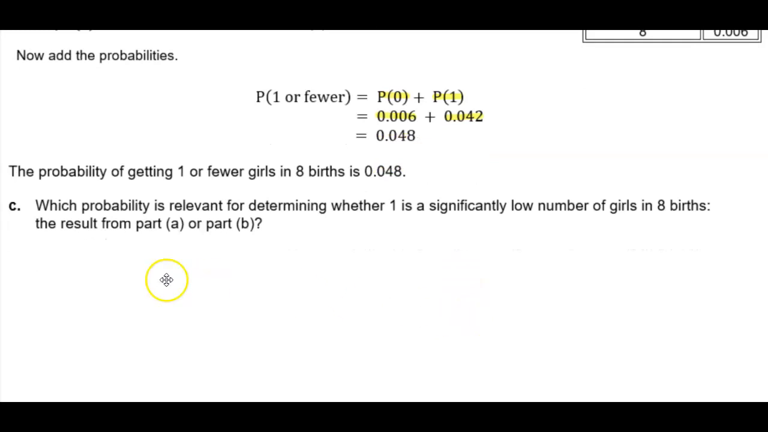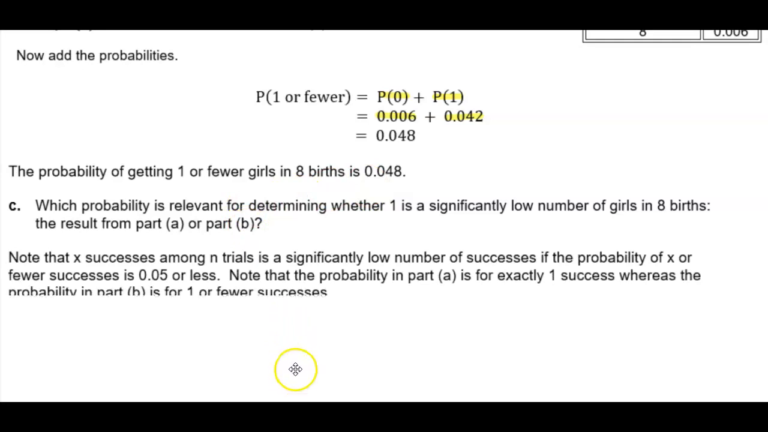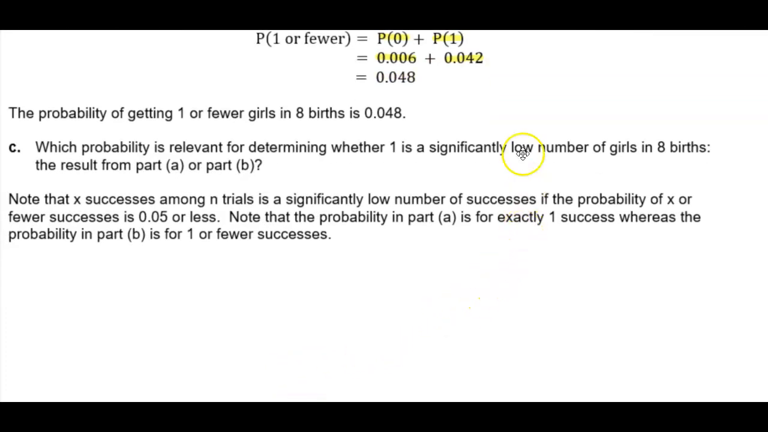Now for part C, it says which probability is relevant for determining whether 1 is a significantly low number of girls in 8 births, the result from part A or the result from part B. Now note that x successes among n trials is a significantly low number of successes if the probability of x or fewer successes is 0.05 or less.